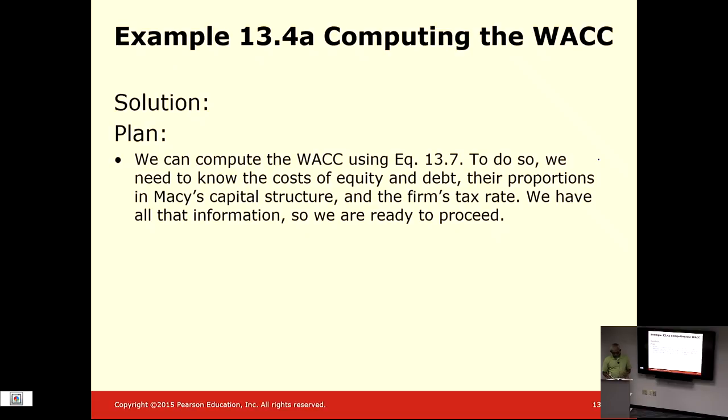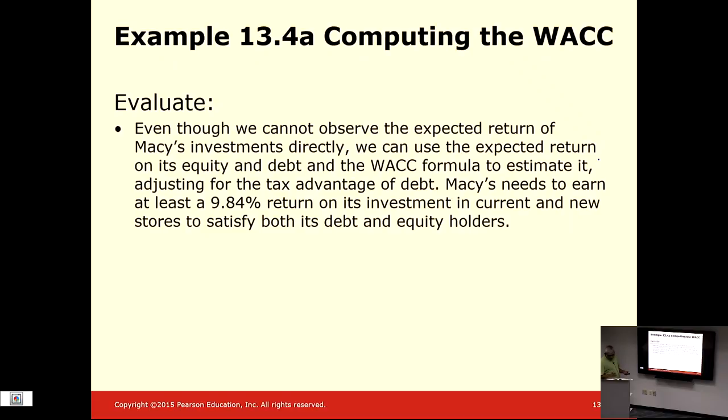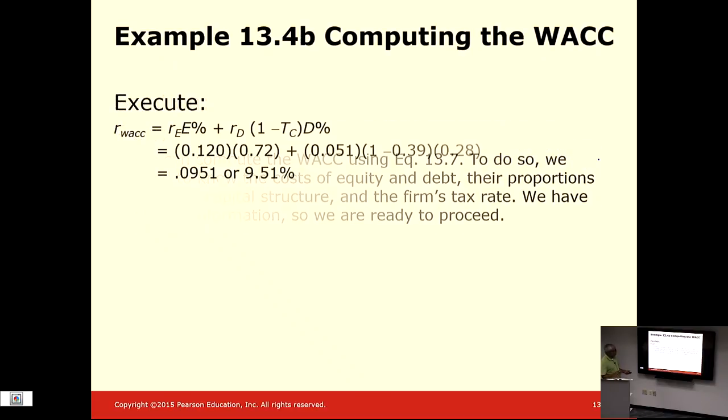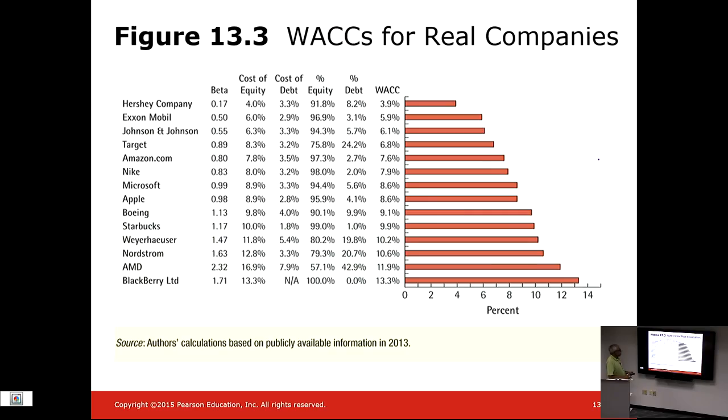Okay, so I have completed up to section 13.3. The last thing I want to do is how do we use this weighted average cost of capital to value a project?